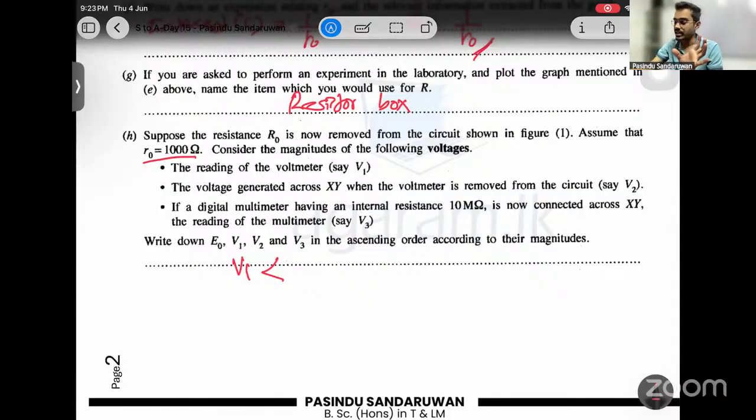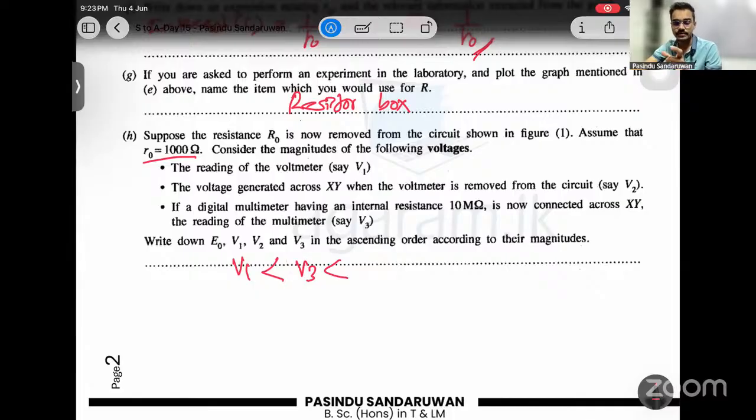Before that, we have the 10 mega ohm scenario. 10 mega ohms is a higher resistance. Higher resistance means lesser voltage absorption, which means a higher reading is read. Then V3 comes next, right?